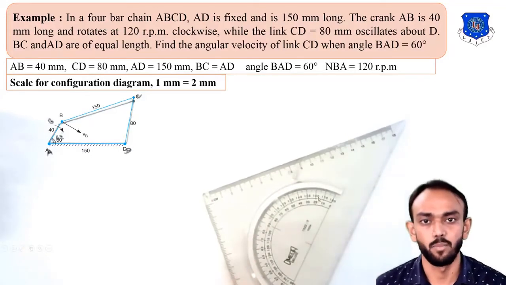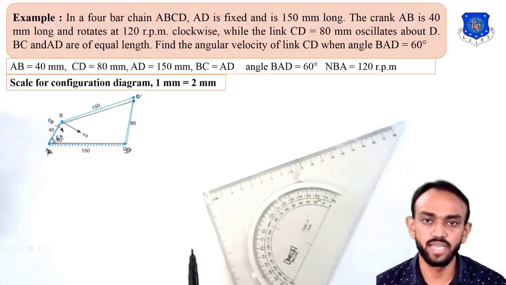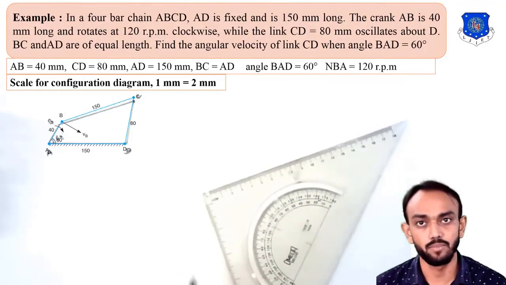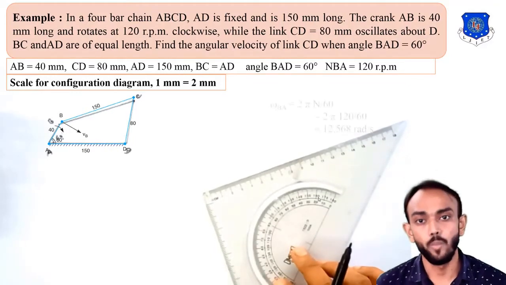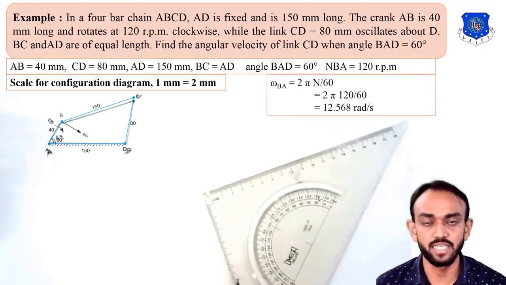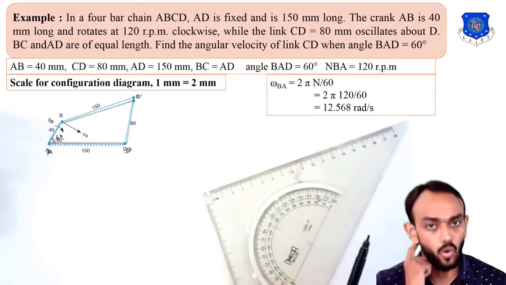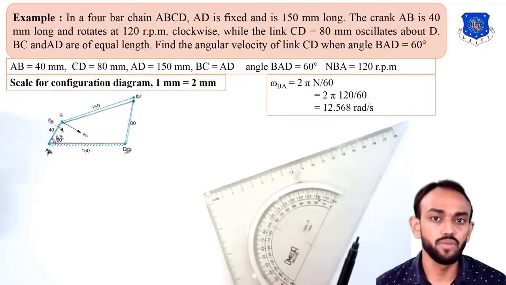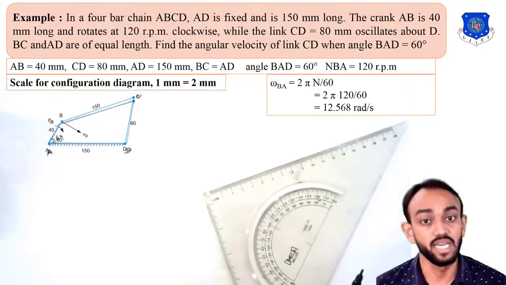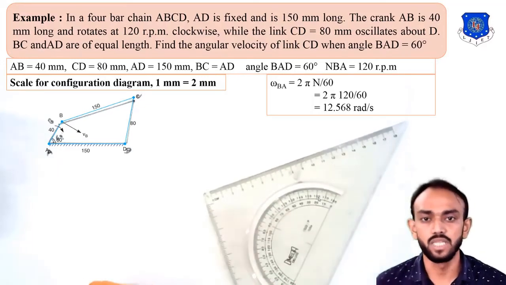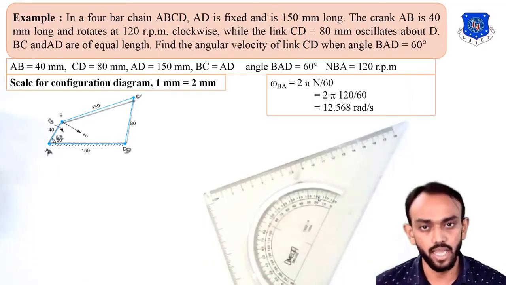In this example, the velocity of B with respect to A is given as 120 RPM. So we can find the omega. Omega is equal to 2 pi N by 60. So we can find the angular velocity of point B with respect to A, which is 12.56 radian per second. Okay. Now, how will you find the linear velocity of B with respect to A?